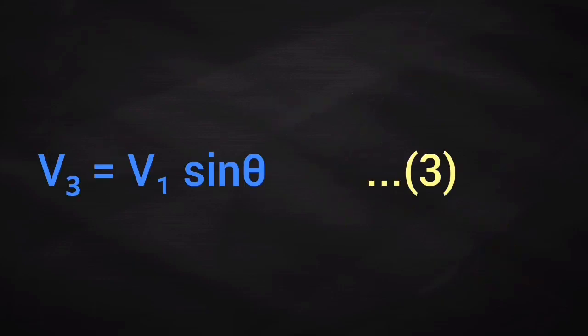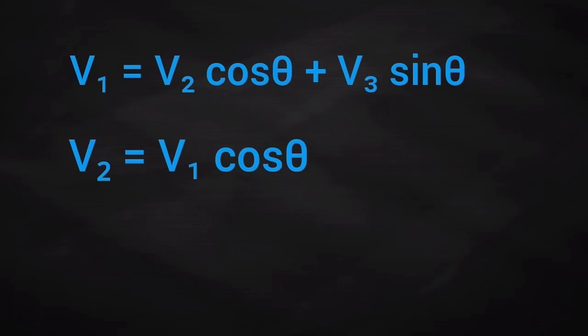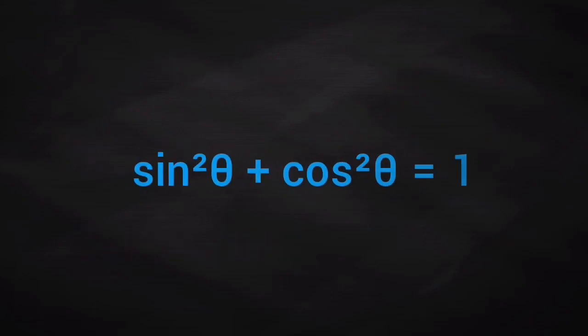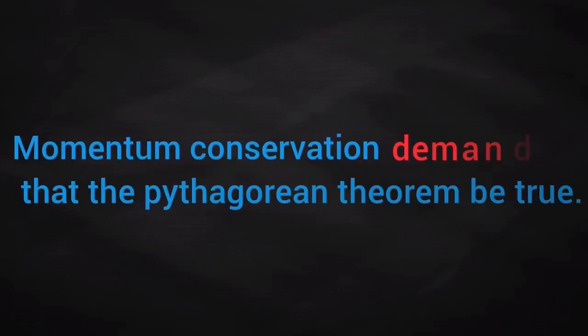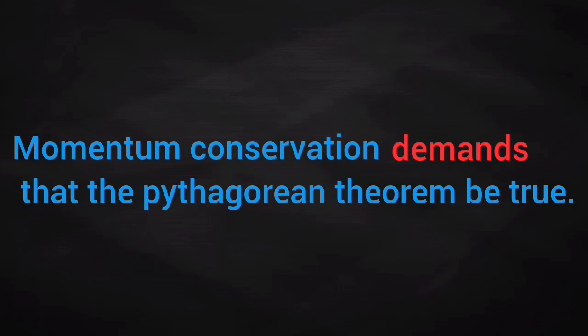Now we have three equations in four variables. We can eliminate the v's to get the following identity. This is just the Pythagorean theorem in a compact form. In other words, the linear momentum conservation principle demands that the Pythagorean theorem be true.